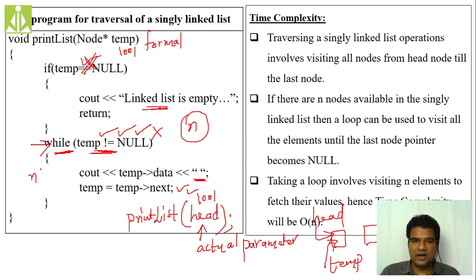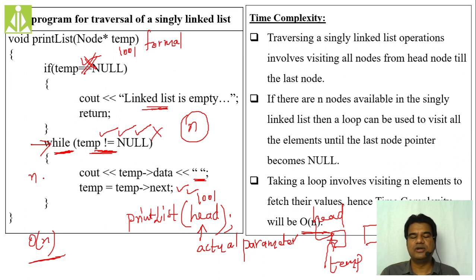So my time function is n, so the order will be O of n. The time complexity of this print list function is order of n, because it has a loop, and that loop will iterate for some unknown number of times. That number of iterations depends on the number of nodes in your linked list.